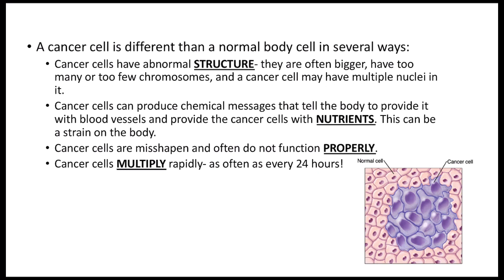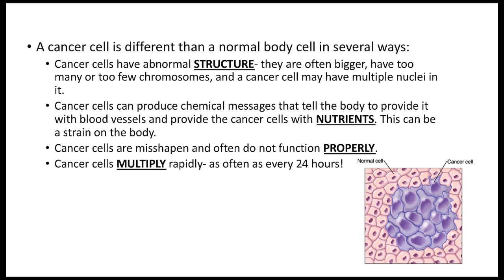Cancer cells can produce chemical messages that tell the body to provide it with blood vessels and provide the cancer through those blood vessels with nutrients. This can cause strain on the body. They draw nutrients from elsewhere in the body by signaling the body to bring the cells more stuff, and that is what causes the strain on the body. So this is usually why individuals with cancer are weaker and in general can often look malnourished. It is not that they aren't eating enough or eating healthy, it's that the cancer is taking away a lot of the nutrients from them.